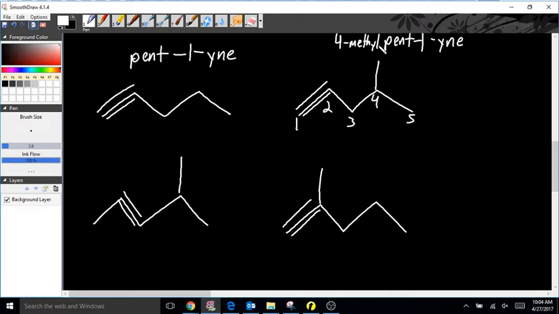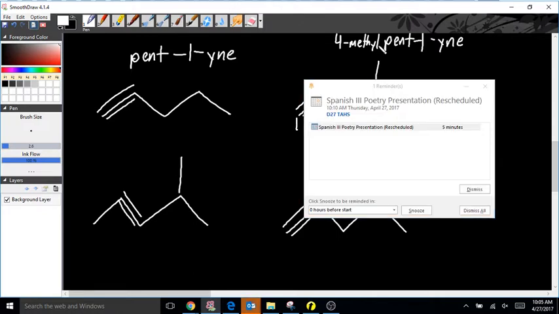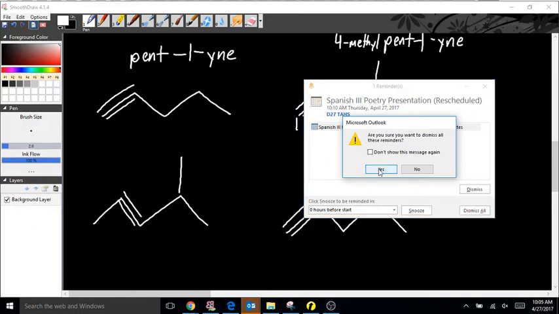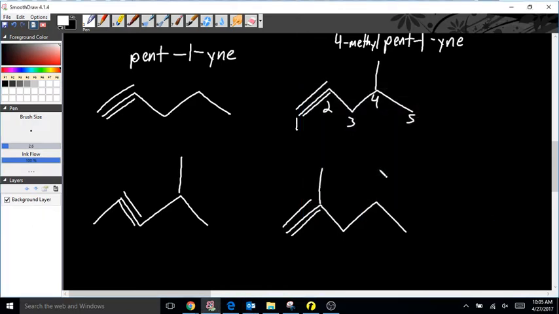The names start to get a little bit more cumbersome, but they're super descriptive. They tell us where everything needs to go in that molecule. All right, so this one here, we're still working with pent. So pent's still my base. This time, though, my triple bond has moved. It's no longer on carbon 1. This time I would say my triple bond starts on carbon 2. So pent-2-yne.